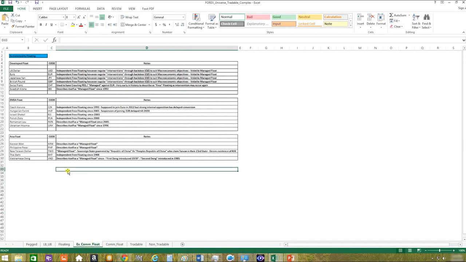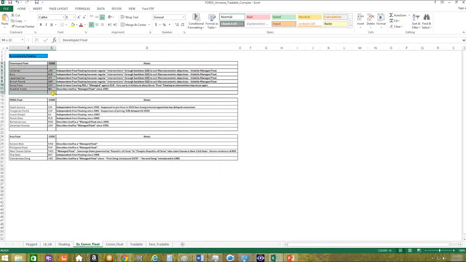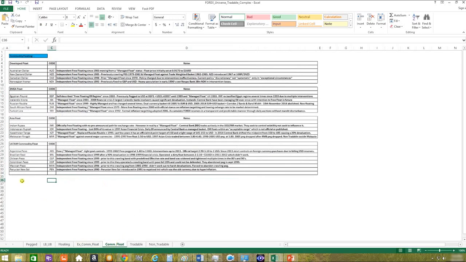And if we go into the ex-commodity floating, you can see that we define by developed float, EMEA float, and Asian float. So there are no LATAM floats for ex-commodity. And in commodity float, we've defined by developed, EMEA, Asian, and LATAM. So now we've drilled down a further level.